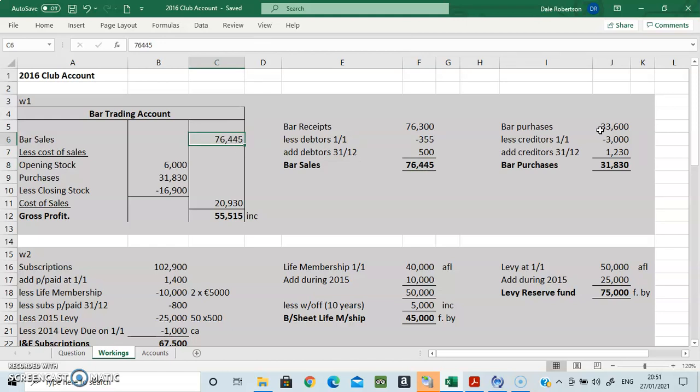And you do the same for purchases. You take this and you take away creditors at the start, add on creditors at the end, and you get this purchases number here. And this is the number that goes into your bar trading account here.